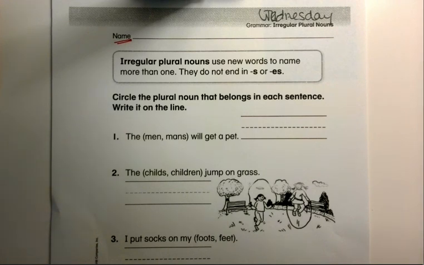Remember that these irregular plural nouns, child becomes children when you have 2 or more. Man becomes men. Woman, W-O-M-A-N, becomes women, W-O-M-E-N. Sheep stays sheep. Tooth turns to teeth. Foot turns to feet, right? And those are just a couple of our examples that we've been using.